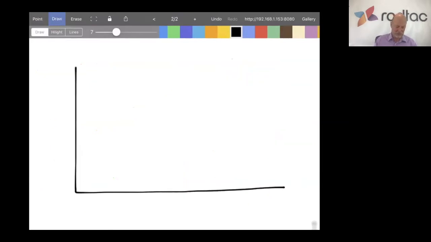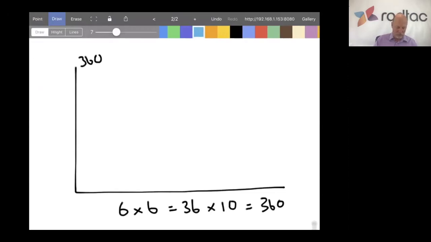So let's say we've got 6 people in the team, and let's say those 6 people work 6-hour days. So we've got a 36-hour day, and let's say we've got 10 days in the sprint. So we have 360 hours available, for the sake of argument. Here is day 1 of the sprint, 2, 3, 4, 5, 6, 7, 8, 9, 10.